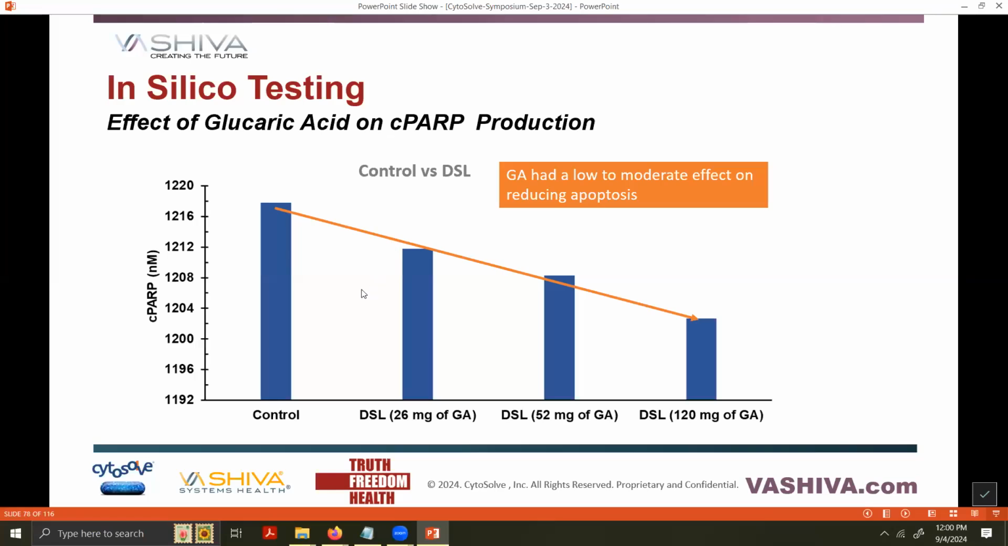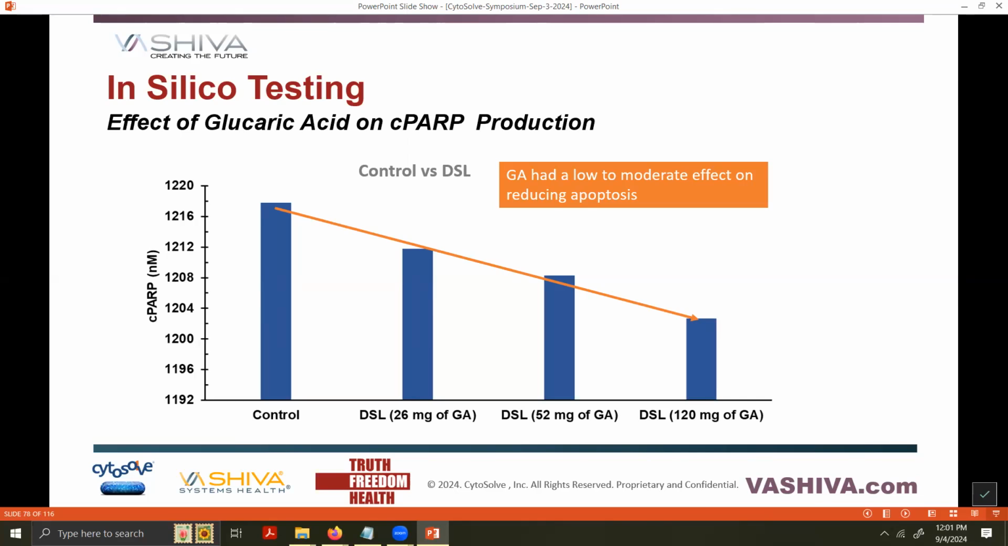Go ahead, Prabhakar. All right, so in this graph, we have on the x-axis different levels of glucaric acid, and on the y-axis is the biomarker. This is the apoptosis biomarker. We want to decrease this biomarker to obtain better liver health. The first bar represents control, meaning we're not giving any glucaric acid, and then we increase the dose levels as you move right. The bars get shorter and shorter. That means as you increase the amounts, glucaric acid is lowering the apoptosis biomarker, which means it is helping the detoxification processes.